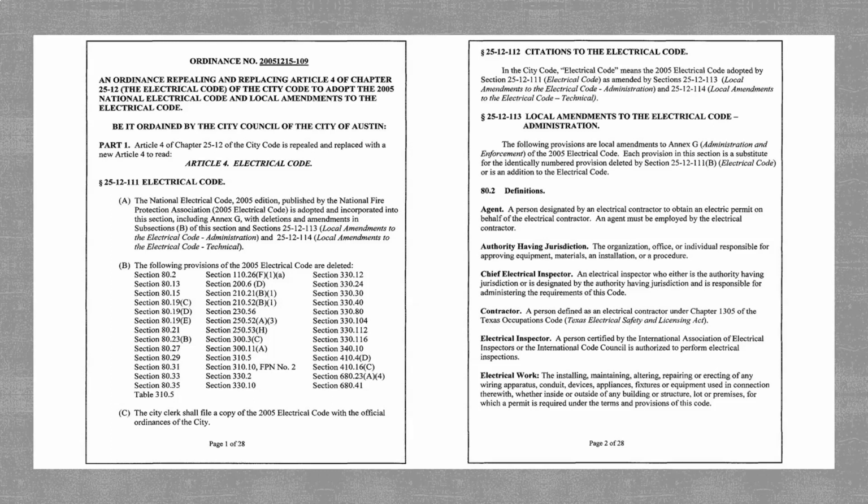You can see down here on the B note on the left side, they provide a list of all the amendments to the code they've done. So you can see all the different sections they have altered or deleted in this amendment document.